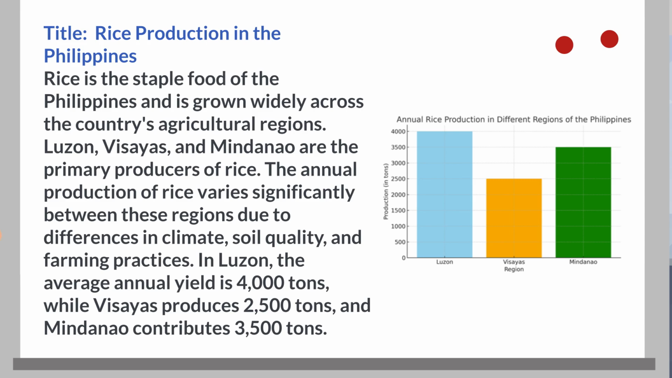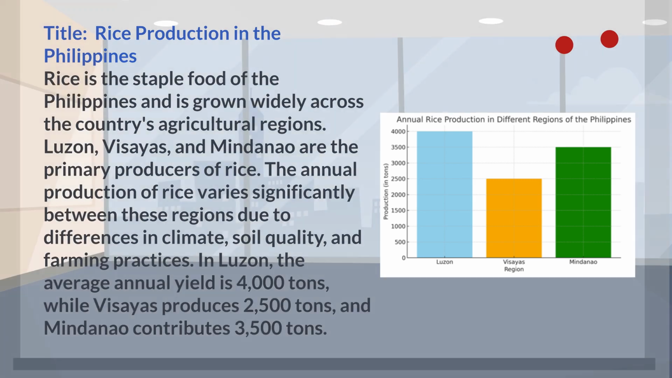Let's examine an example of an expository passage with visual support. This passage describes the rice production process in the Philippines. Rice is the staple food of the Philippines and is grown widely across the country's agricultural regions. Luzon, Visayas, and Mindanao are the primary producers of rice. The annual production of rice varies significantly between these regions due to differences in climate, soil quality, and farming practices.